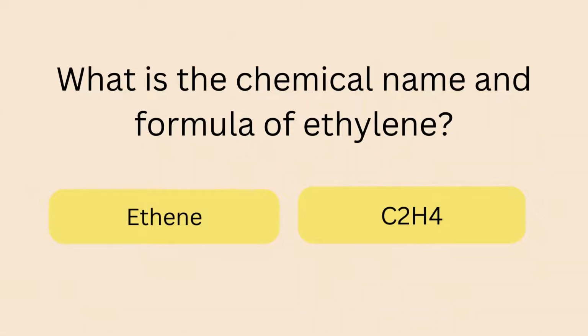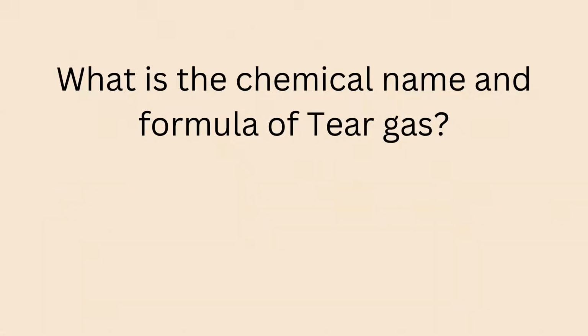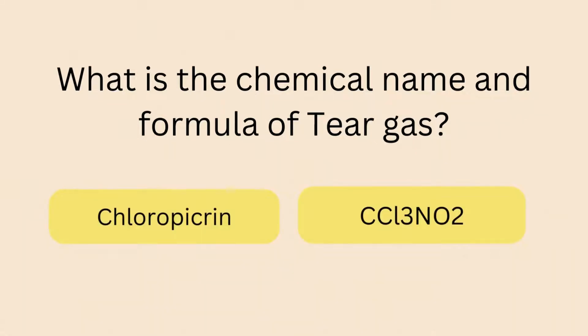Next one. What is the chemical name and formula of tear gas? Answer. The chemical name of tear gas is chloropicrin and the chemical formula is CCl3NO2. So how is this tear gas formed? Chloroform on reaction with nitric acid forms chloropicrin. Chloropicrin is commonly called tear gas.